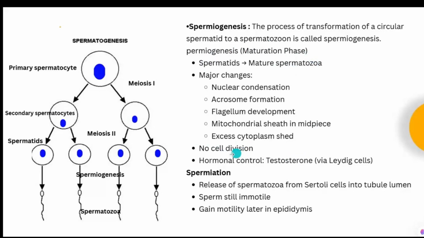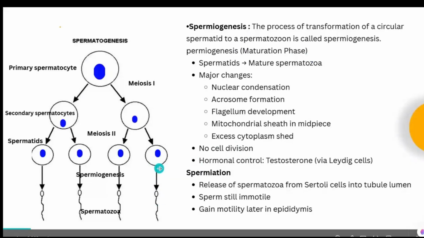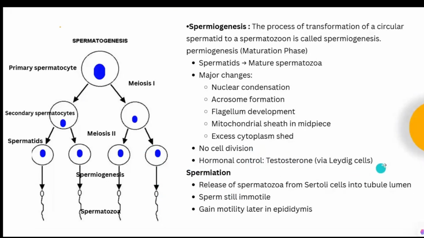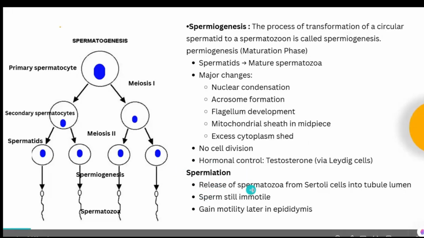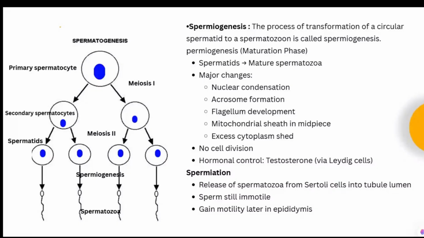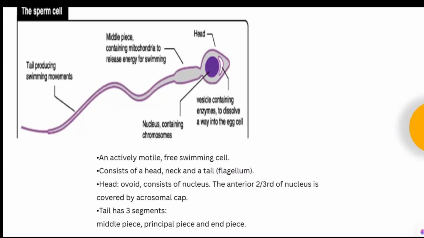Okay, there is no cell division here. From one spermatid, you are going to get one spermatozoa. There is no cell division. And it is under the hormonal control, that is the testosterone via the Leydig cell. Next is spermiation. What is spermiation? The release of spermatozoa from Sertoli cells into the tubular lumen. The sperm are still immotile. They will get motility later in the epididymis. So this is the one thing which happens in the epididymis. Thus, there is a maturation of the sperms and they will become motile.